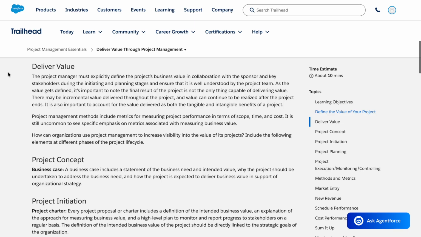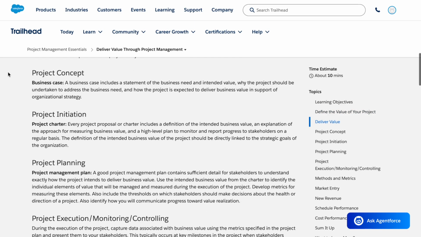Project management methods include metrics for measuring project performance in terms of scope, time, and cost. It is still uncommon to see specific emphasis on metrics associated with measuring business value. How can organizations use project management to increase visibility into the value of its projects? Include the following elements at different phases of the project lifecycle.